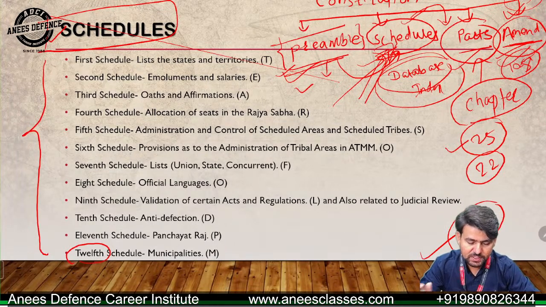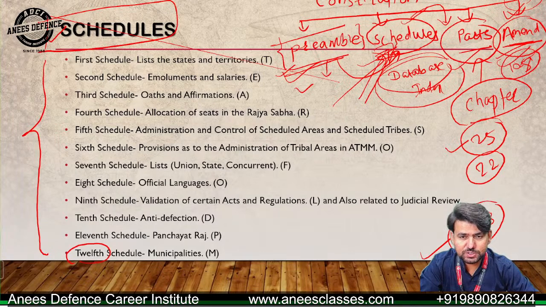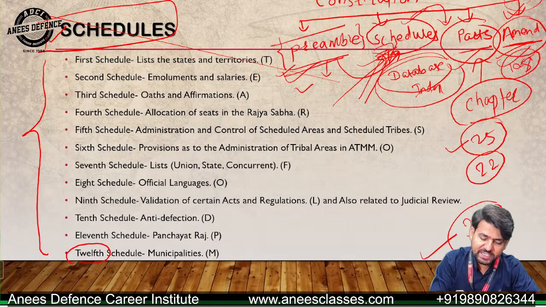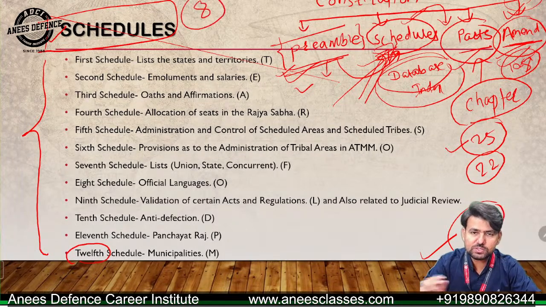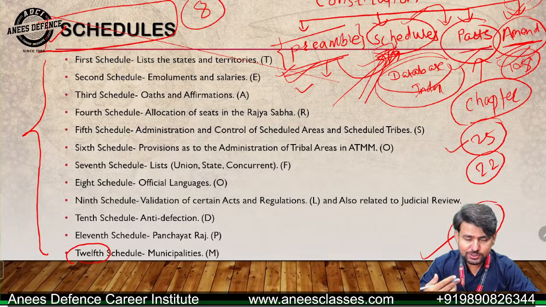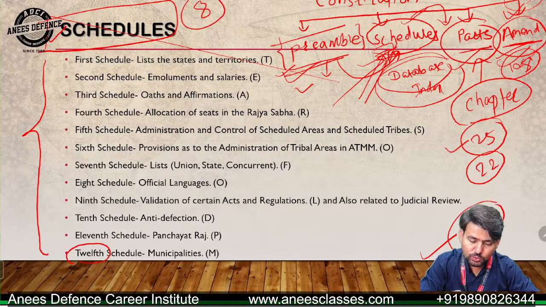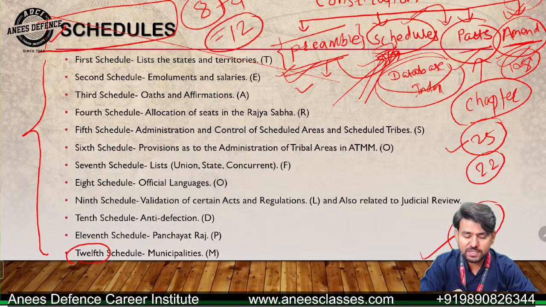First to 12th. In the original constitution, when it was completed in 1949 and enforced in 1950, at the time of commencement you had only 8 schedules. With successive amendments, we have added 4 more schedules to the constitution. That's why today the total number of schedules in the constitution stands at 12.